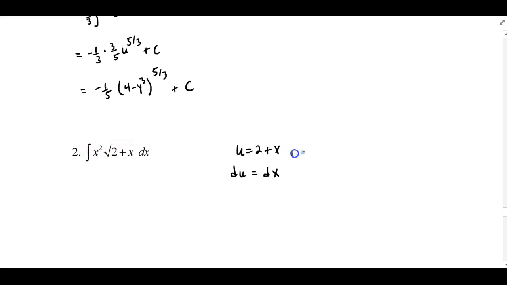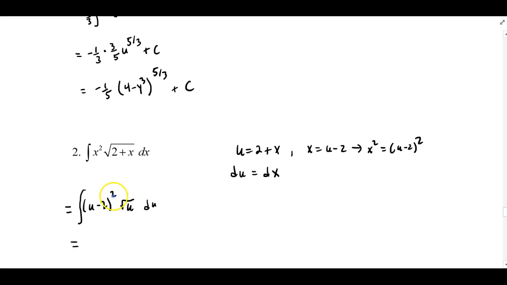Well, we see that if we solve this for x, we get that x is equal to u minus 2, which would imply that x squared would be equal to u minus 2 squared. And that's it. So now we can replace x squared with u minus 2 squared, and we can replace 2 plus x with u, and dx with du. So this integral becomes, replacing x squared, we get u minus 2 squared, and then here we get square root of u. Oops, forgot my integral. And then dx is du.